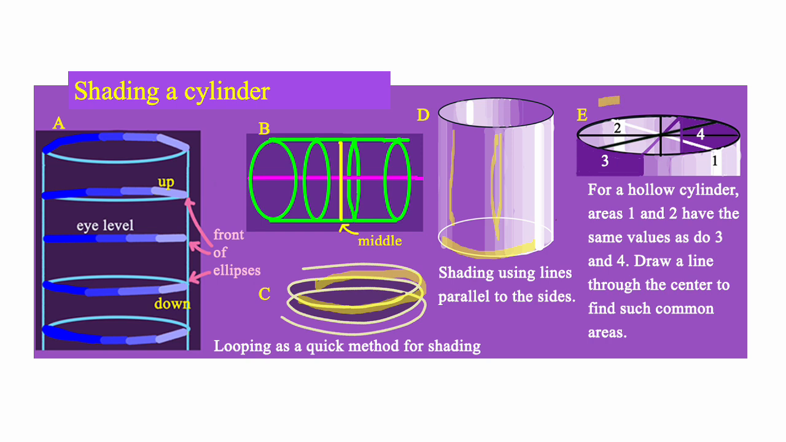Now, if the cylinder is hollow, like here, draw lines through the center to find areas of similar values. So, for example, 1 and 2 are both light, whereas 3 and 4 are much darker, because you can find them by going through the center. Put the light areas off-center, though, so they don't line up vertically, since that would be confusing.